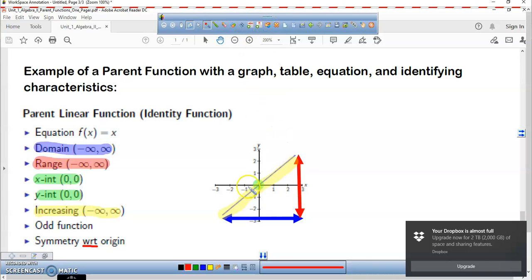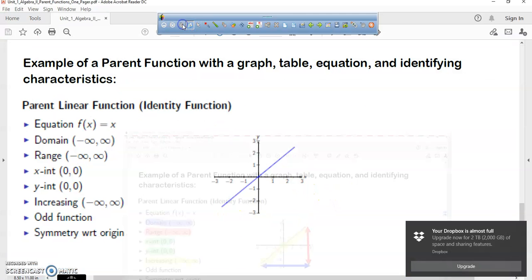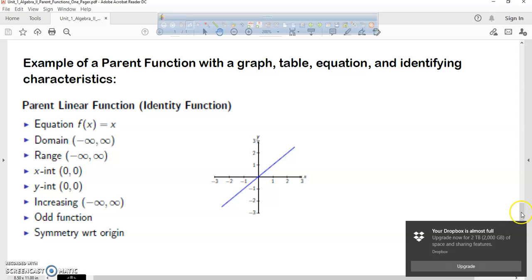An even function graph is when it's symmetrical about the y-axis. So if I had a point here, there'd be another point perfectly on opposite sides of the y-axis. Those are called even functions. So a linear function is considered to be an odd function, whereas a quadratic would be considered to be an even function. So these are criteria that you need to identify when you are making your graph.